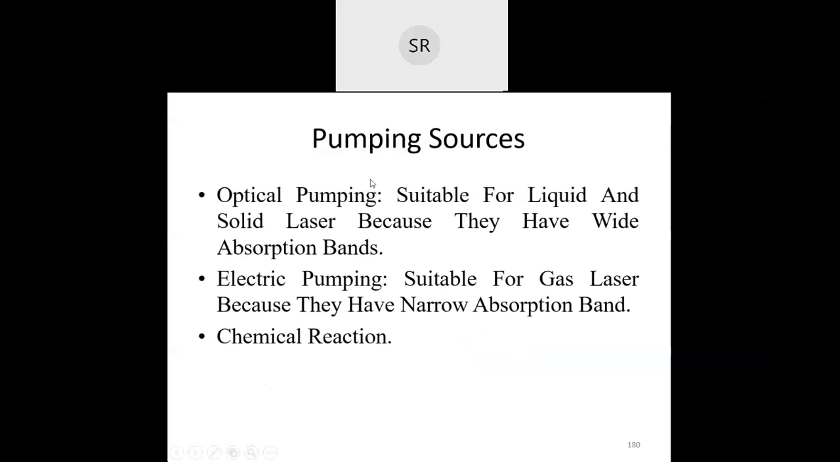Generally there are types of pumping source. One is optical pumping, which is suitable for liquid and solid lasers because they have a wide absorption band. Another is electrical pumping, which is suitable for gas lasers because they have a narrow absorption band. Another pumping source is the chemical reaction.